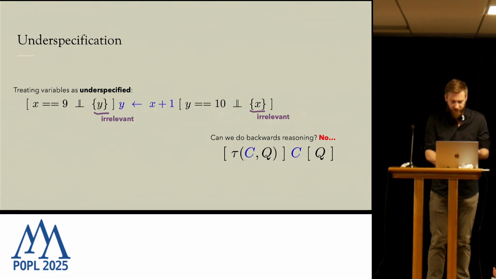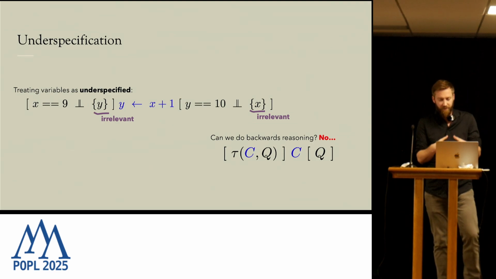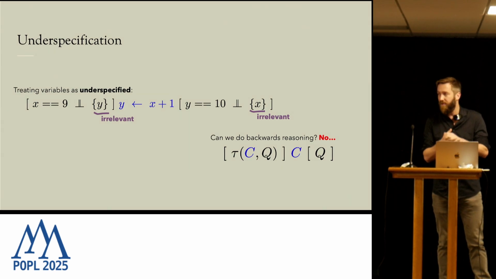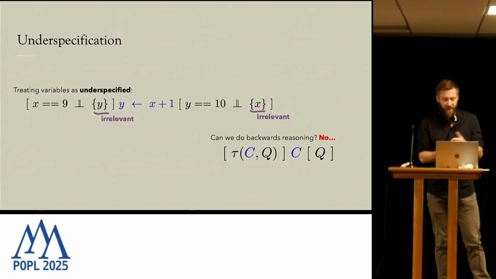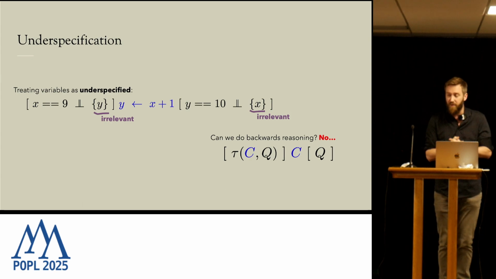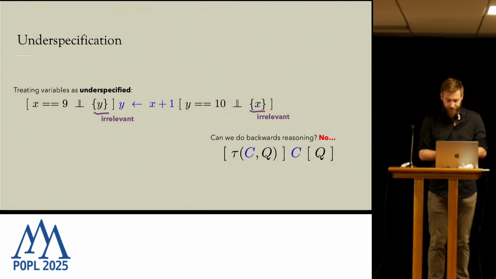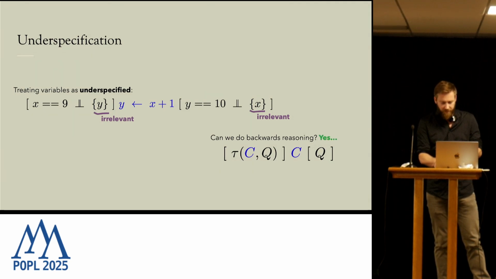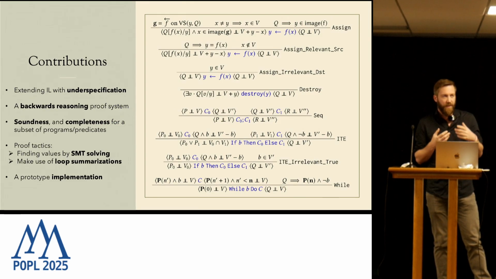As a matter of fact, I can make it stronger and say states where y is 10, where I don't care about x, are reachable from some state where x is equal to 9, where I don't care about y. The value of y is irrelevant because no matter what value it has, the result will be reached, since y is going to be overwritten anyway. So this enables backwards reasoning. So what we have actually contributed is that we have extended incorrectness logic with this notion of underspecification.